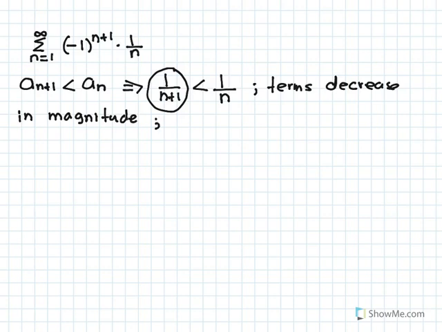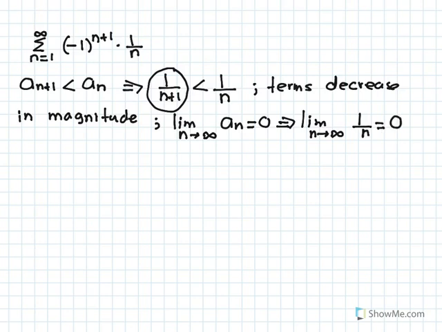Now, let's check the second condition. The limit of the nth term should be equal to 0. Limit as n goes to infinity of a_n is equal to 0. Let's check that. So we have the limit as n goes to infinity, a_n is equal to 1 over n, and clearly this limit is 0 because we have 1 divided by a large number. So both conditions of the alternating series test are satisfied.